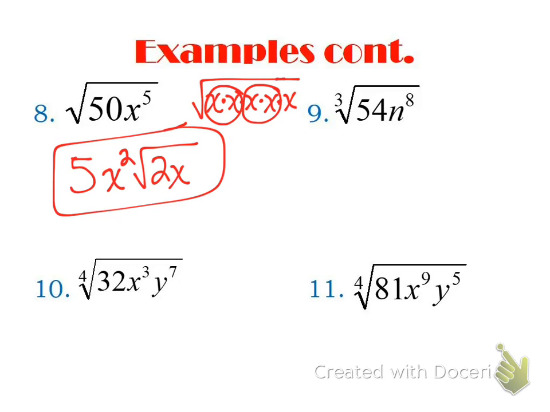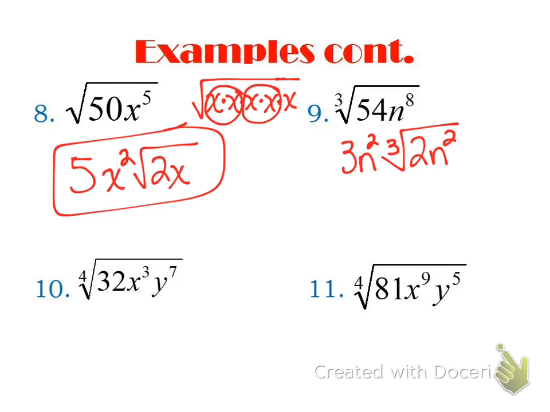Does anyone have an answer for 9 they would like to share? Emily? 3n squared. Square root of 2n squared? Cube root of 2n squared? Both the n's are squared? Yeah. Do we agree with this? Yeah. 3n squared, cube root, 2n squared.